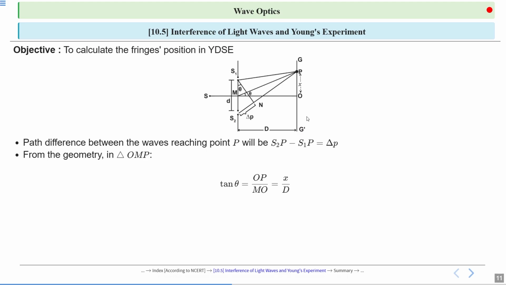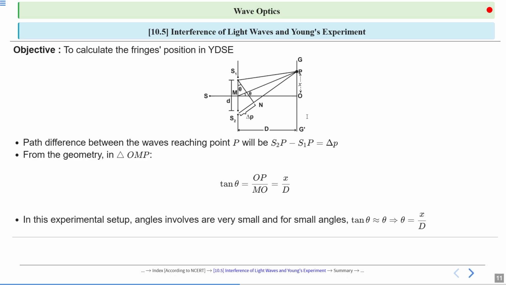So here we introduce the tangent of angle theta. Tan theta is the ratio of the perpendicular to the base, that is, the opposite side OP to the adjacent side MO. So tan theta equals OP upon MO. OP here is X and MO here is D, capital D. So tan theta is X upon D, where X is the distance from the central maximum to the point P, and D is the distance from the slits to the screen.